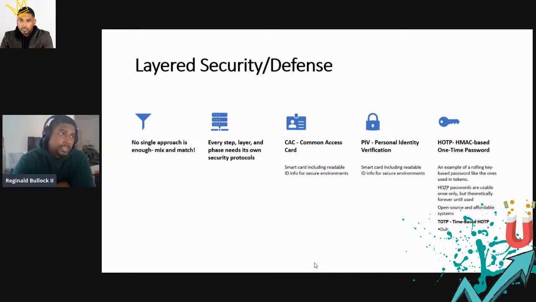Some examples of this are the CAC card, a smart card used to ID people, and then that same person will have a PIN associated with that smart card so that they can secure in. And then on top of that, there may be things like OTP, or HMAC-based one-time passwords. An example is rolling key-based systems. There are tokens that were physically handed out, and then those changed to time-based tokens, where it cycles through a set of numbers that you have to enter. And now they have digital tokens as well. All three of these things together make up layered security, or defense in depth.